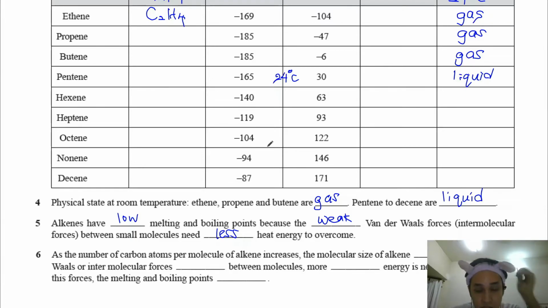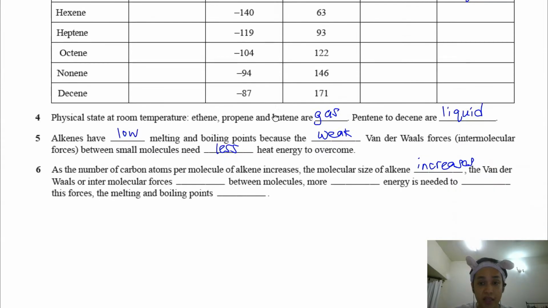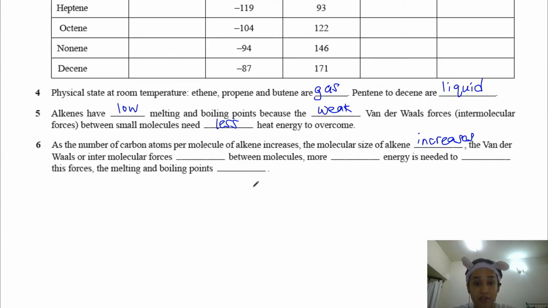Now, this is because when the number of carbon atoms increases, the size of the alkene also increases. Remember the example I showed you when I explained the alkene. When size increases, the distance between the two molecules is shorter, therefore the van der Waals forces are stronger between the molecules. So you are going to need more heat energy to overcome the force. Therefore, the melting and boiling point will increase, right?